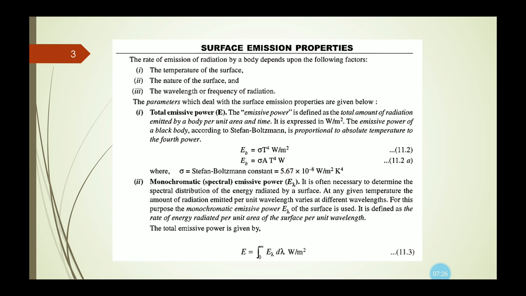The next parameter is monochromatic emissive power, or E lambda. It is often necessary to determine the spectral distribution of the energy radiated by a surface. At any given temperature, the amount of radiation emitted per unit wavelength varies at different wavelengths. For this purpose, the monochromatic emissive power of the surface is used. Its definition is the rate of energy radiated per unit area of the surface per unit wavelength. And the total emissive power is given by the equation, capital E is integration 0 to infinity of E lambda d lambda watt per meter square.